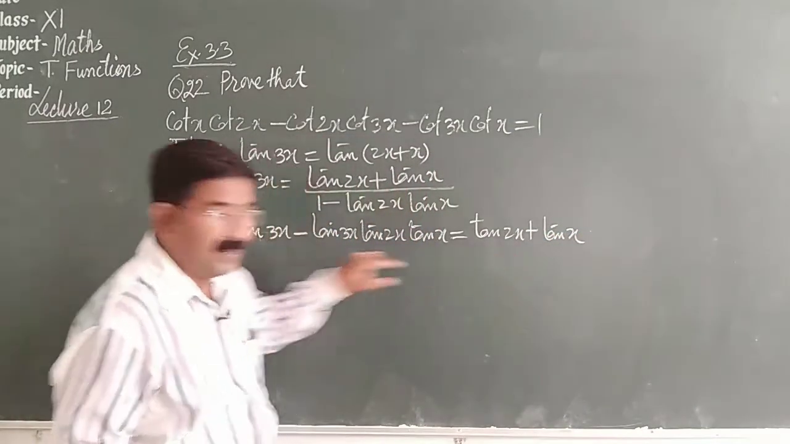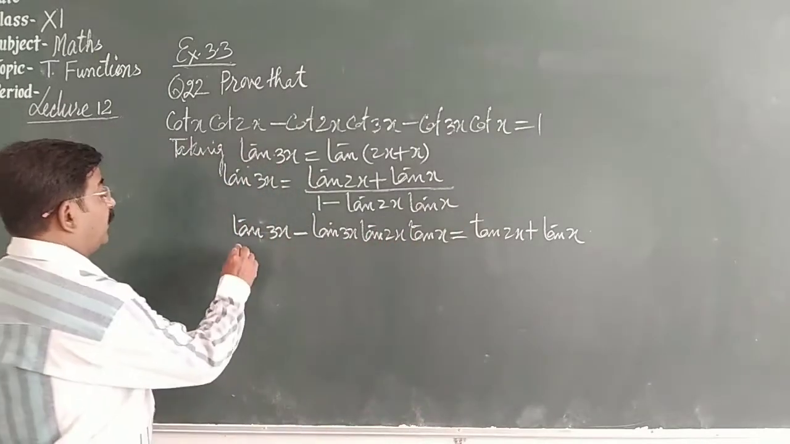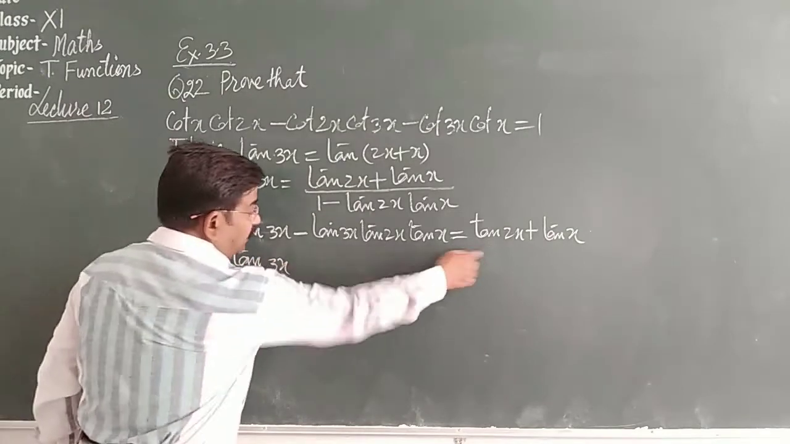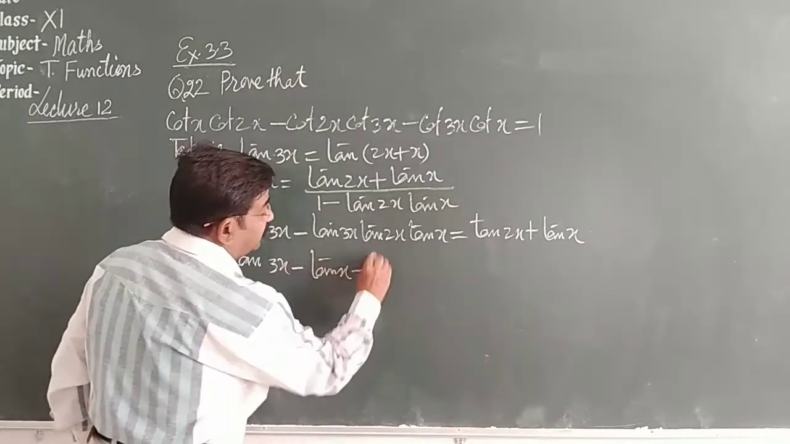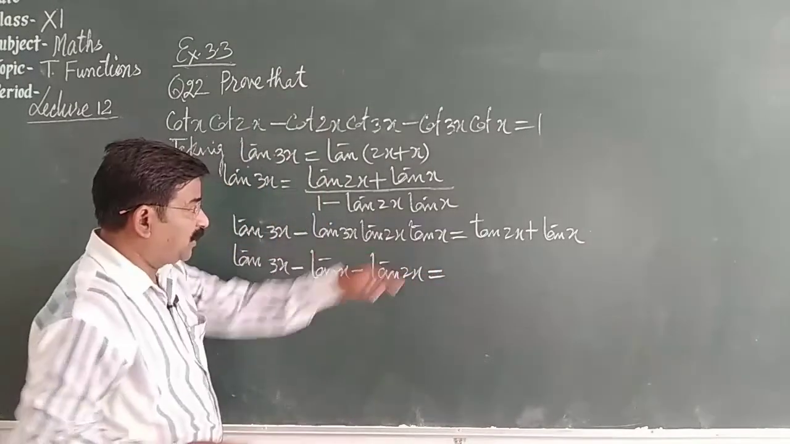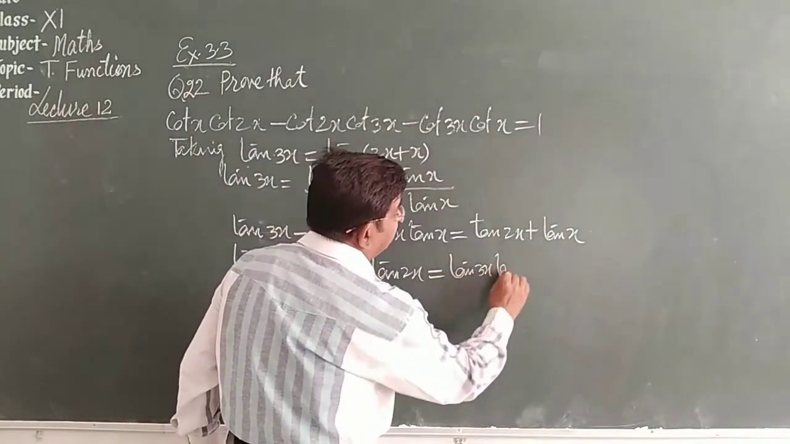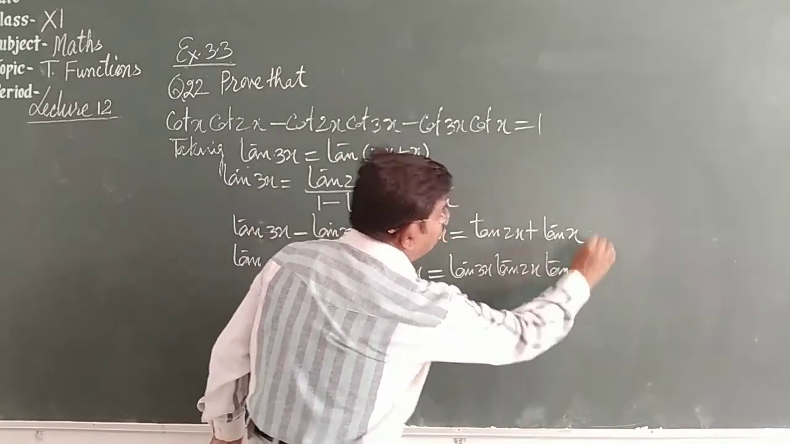Bring this term to this side and send this negative term to the right side. So we have tan 3x, which comes to this side, minus tan x minus tan 2x is equal to, this will go to the right side, tan 3x tan 2x tan x.